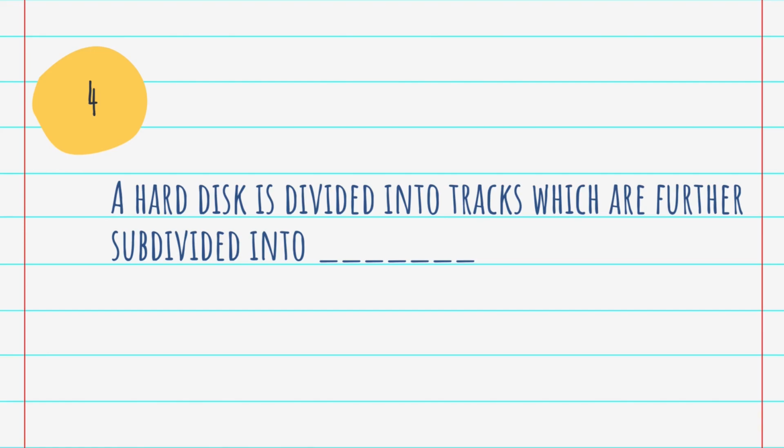Question number 4. A hard disk is divided into tracks which are further subdivided into. Answer is sectors. The sector is the minimum storage unit of a hard drive. Each sector stores a fixed amount of user data, traditionally 512 bytes for hard disk drives and 2048 bytes for CD-ROMs and DVD-ROMs. Generally, newer HDDs use 4096 byte sectors, which are known as the advanced format, that is AF.